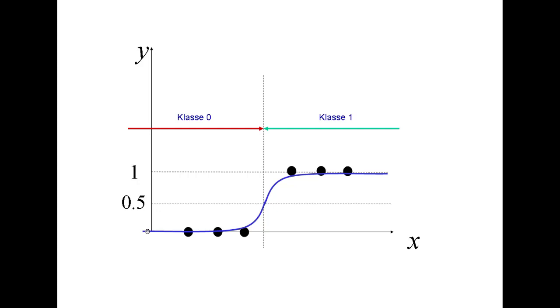So if we have only one input, we've seen this before here, maybe we have target 0, so the class label is 0, here the class label is 1, and we get this sort of smooth transition between these two classes, and so it's not like an abrupt transition as in the perceptron.